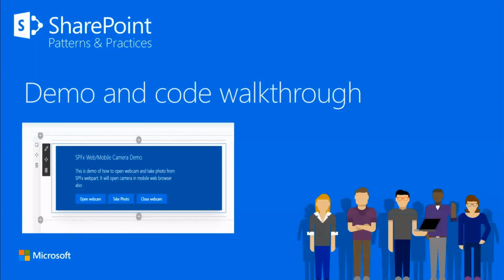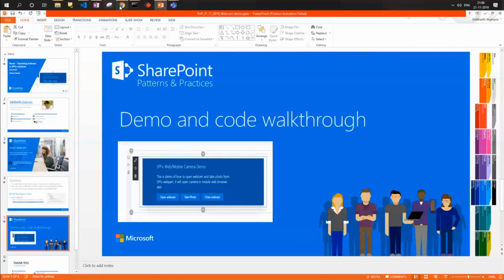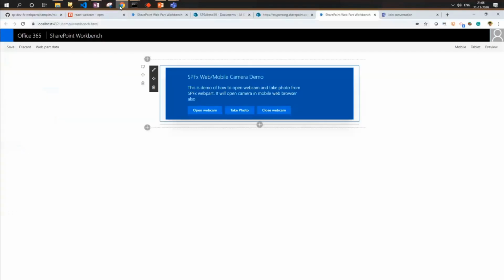So, going to the demo, I already have it running. We started with a basic scenario to demonstrate the different use cases which can be used in our complex web parts, like opening a webcam, taking a photo and closing the webcam. So this first part is just opening the webcam, taking the photo, displaying it in the canvas here, and then closing the webcam.